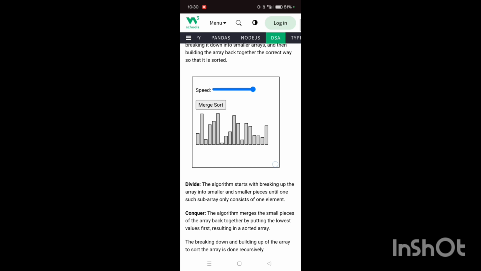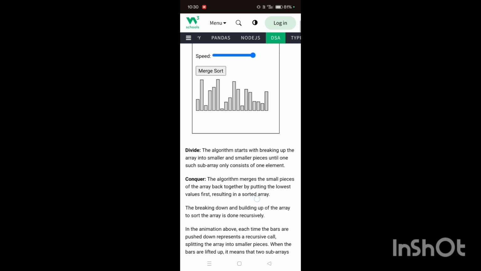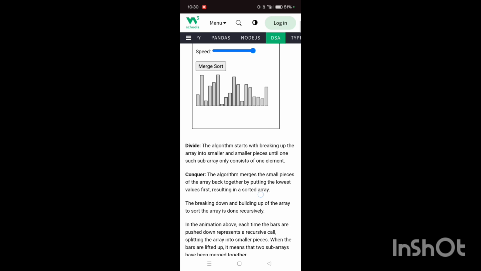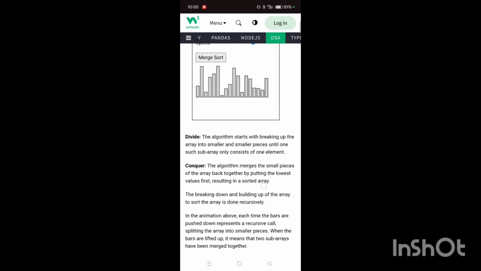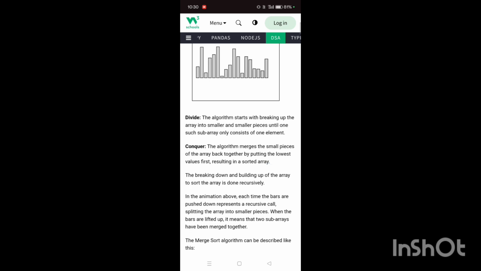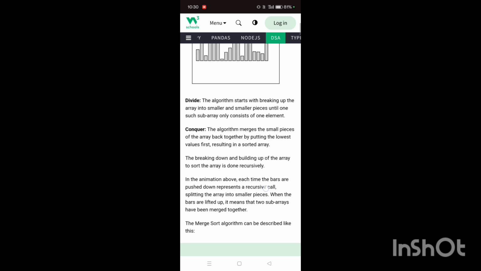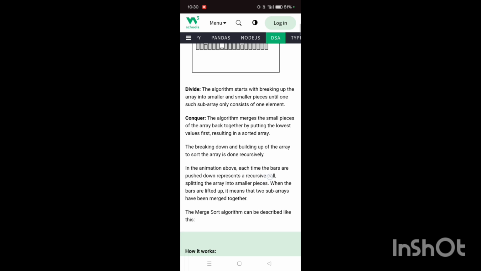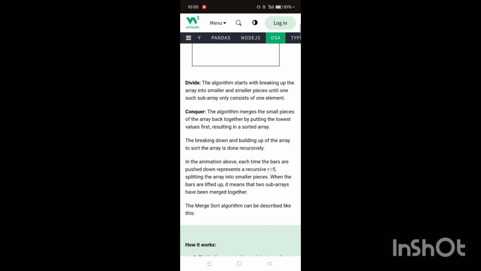Divide: the algorithm starts by breaking up the array into smaller and smaller pieces until each sub-array contains only one element. Conquer: the algorithm merges the small pieces of the array back together, putting the lowest value first, resulting in a sorted array.